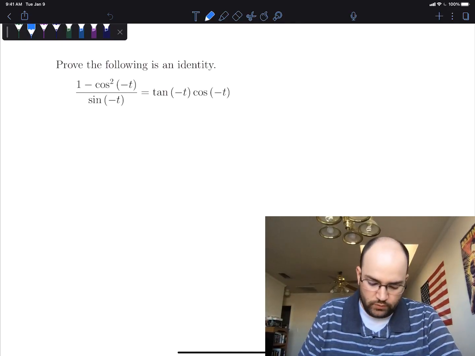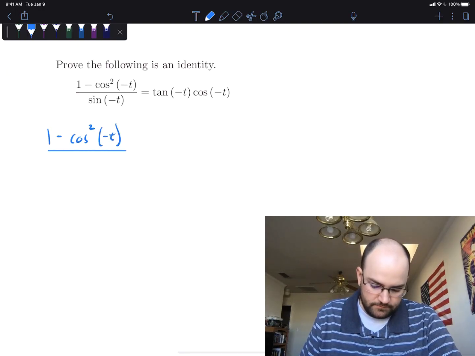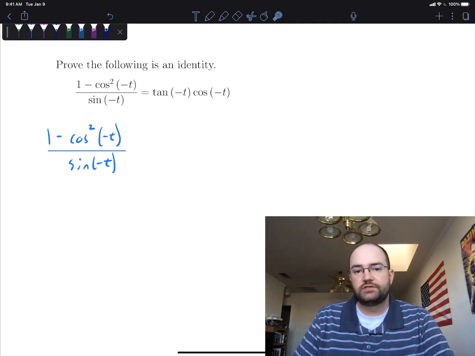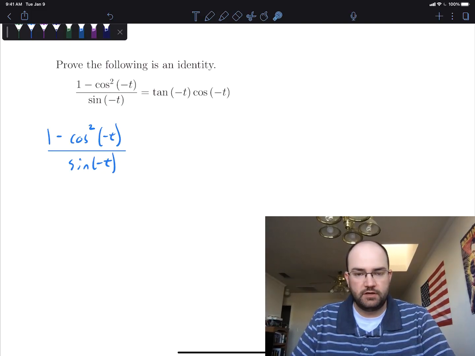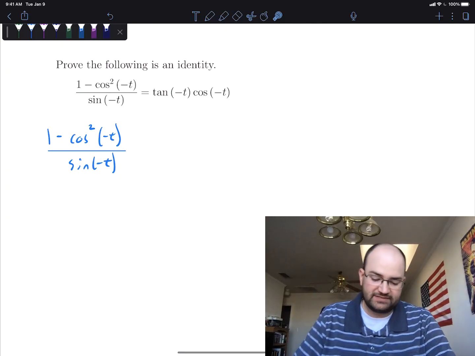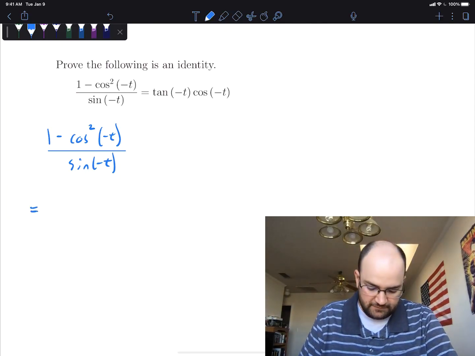So we're going to start out with 1 minus cosine squared of negative t over sine of negative t. Okay, so here's the thing. We want to start working with the even and odds. Cosine is even, so this negative t on the inside can just go away. It doesn't need to be there. And the sine of negative t, well, sine is odd, so that negative can go on the outside.